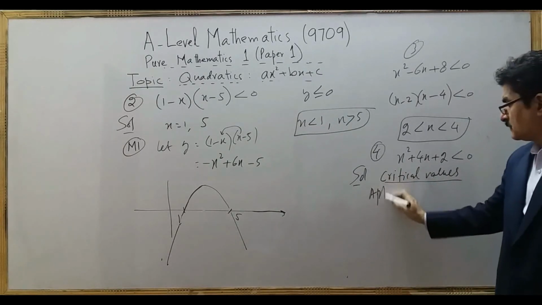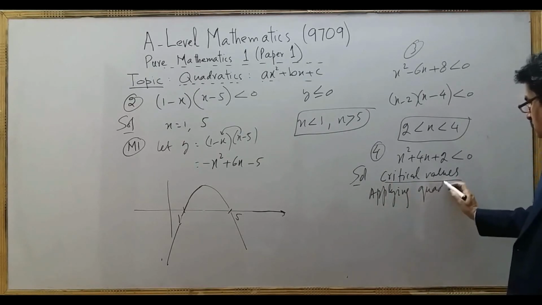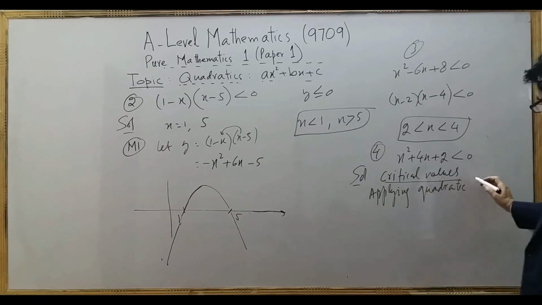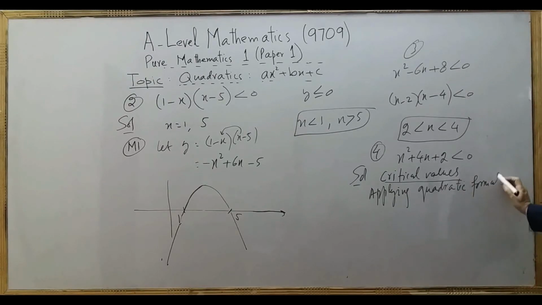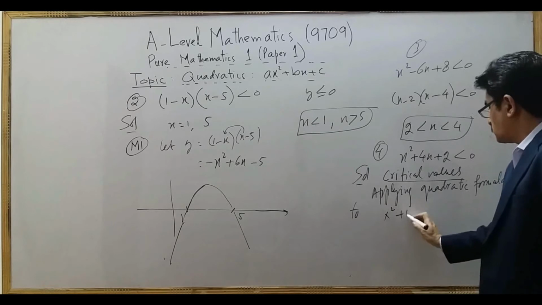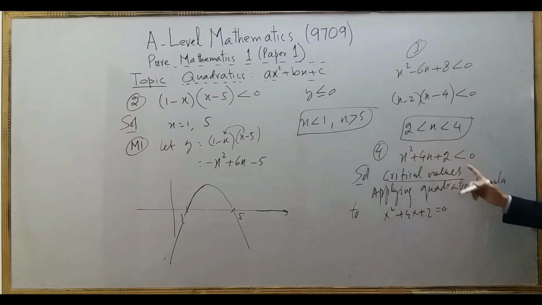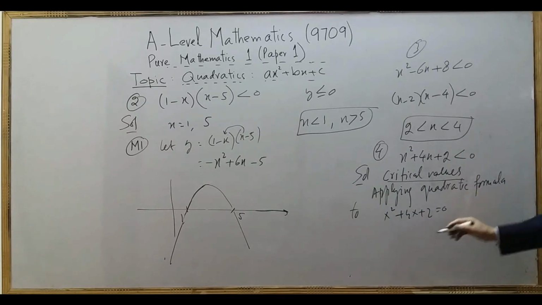Applying the quadratic formula to this x square plus 4x plus 2. It is not given that this is equal to 0, I am assuming it equal to 0. Now solve it.